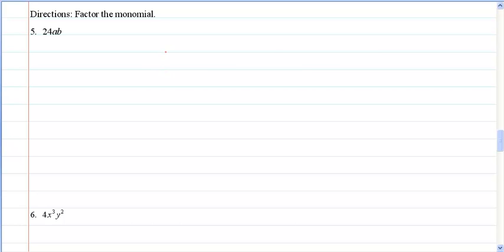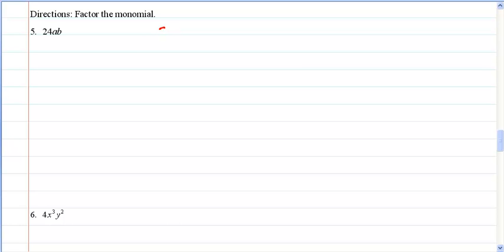In this group of problems, the directions are to factor the monomial. And a monomial is just a single term. And in this monomial, 24ab is how this is read, or 24 times a times b is another way to read this. It's a monomial because the letters are being multiplied by the number. Whenever you don't have symbols in between letters and numbers, it means that they're being multiplied. So as long as they're being multiplied, no matter how many letters follow the number, it's considered a monomial.